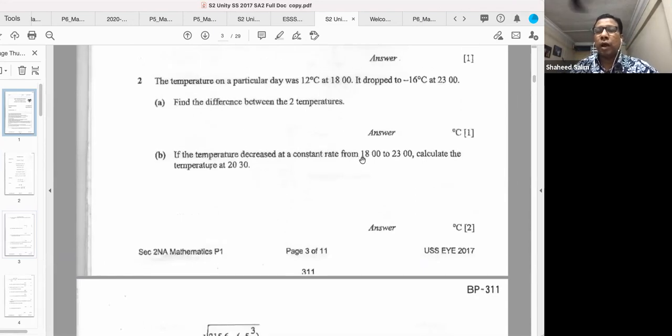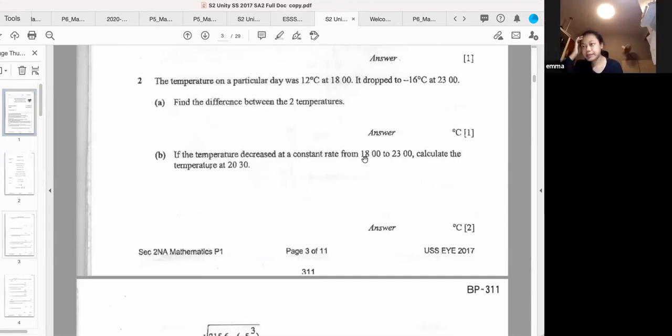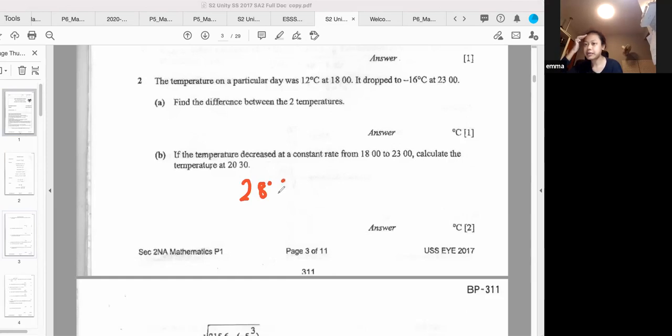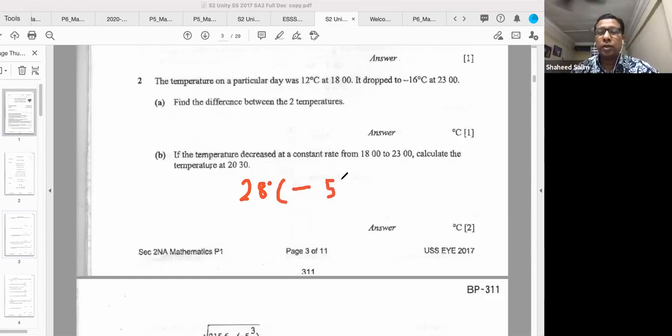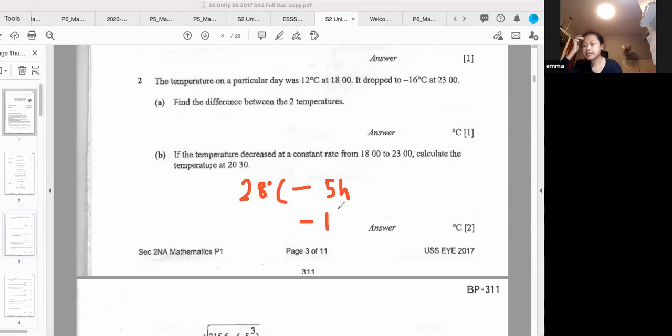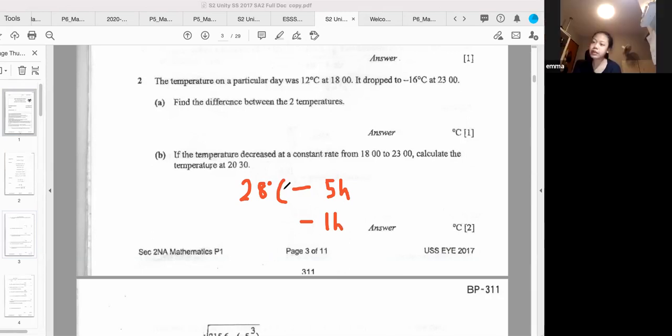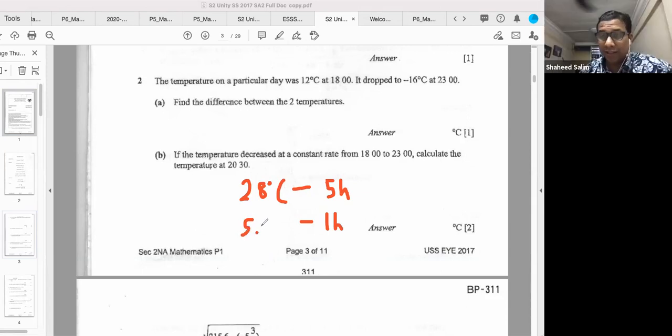What is the number of hours between 1800 to 2300? 5 hours. So 5 hours, do you agree, cause a difference of 28 degrees? You agree? 28 divided by 5. So you find out now, 1 hour is how many degrees? One hour is 5.6. Oh, you say the answer is 5.6, is it?